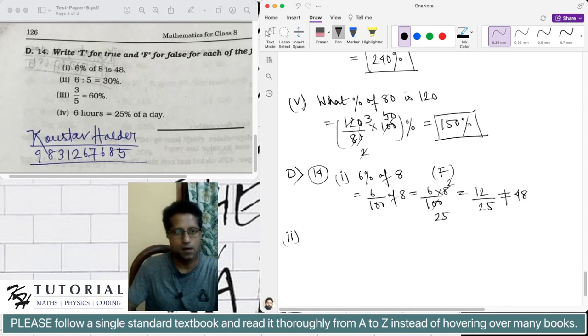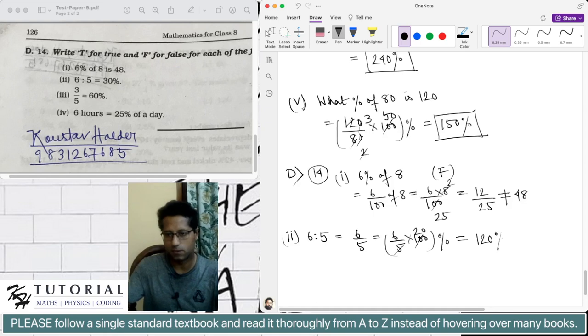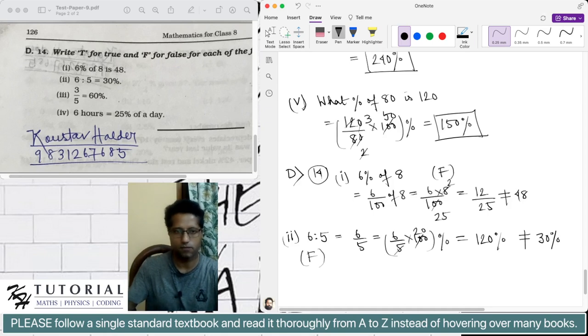Part 2, 6 is to 5 is equal to 30%. So let's see what will be the ratio 6 is to 5 as a percentage. First we convert the ratio to a fraction. This will be 6 by 5, and to convert a fraction to a percentage we multiply it by 100. So this will be 6 by 5 multiplied by 100 percentage, and if you simplify, this is 120 percentage, which is not equal to 30 percentage. So the statement is false.